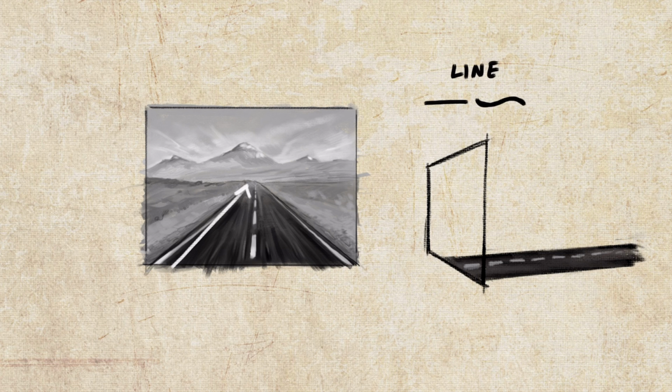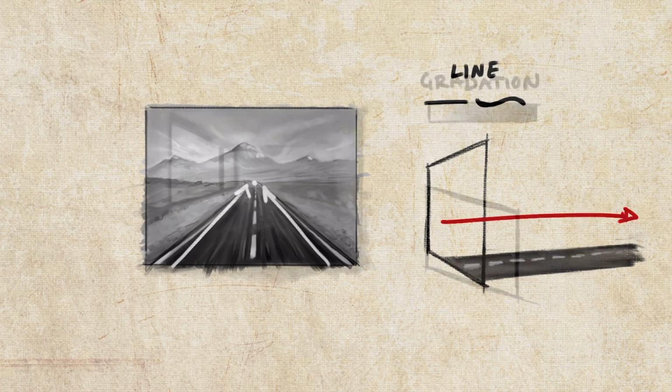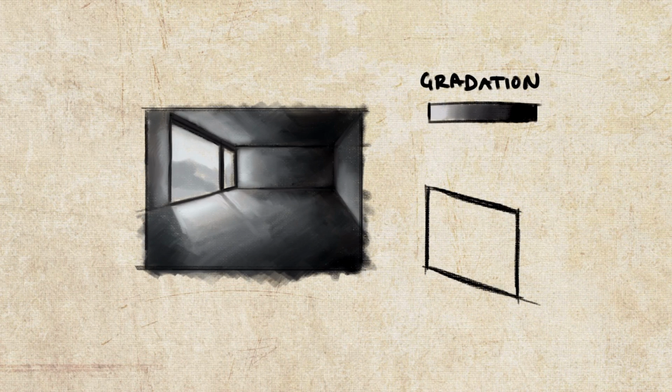The most obvious example of this is something like a road or a river which converges to a vanishing point. That convergence of line is naturally going to pull the audience's eye all the way into the back of the composition. Tool number three is a more sophisticated version of value, and that's gradation.